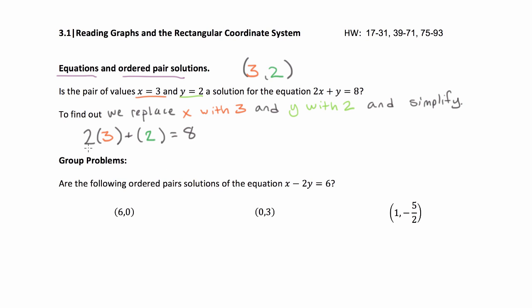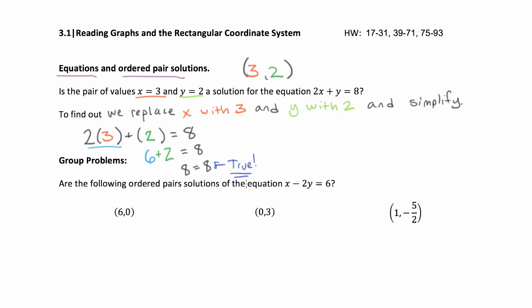So here I have 2 times 3. 2 times 3 is 6, plus 2 equals 8. And now I've got a good feeling about that, but I'm going to take it all the way to 8 equals 8. And now that is a true statement. And so what it all comes down to is whether this statement is true or false. So this is true.